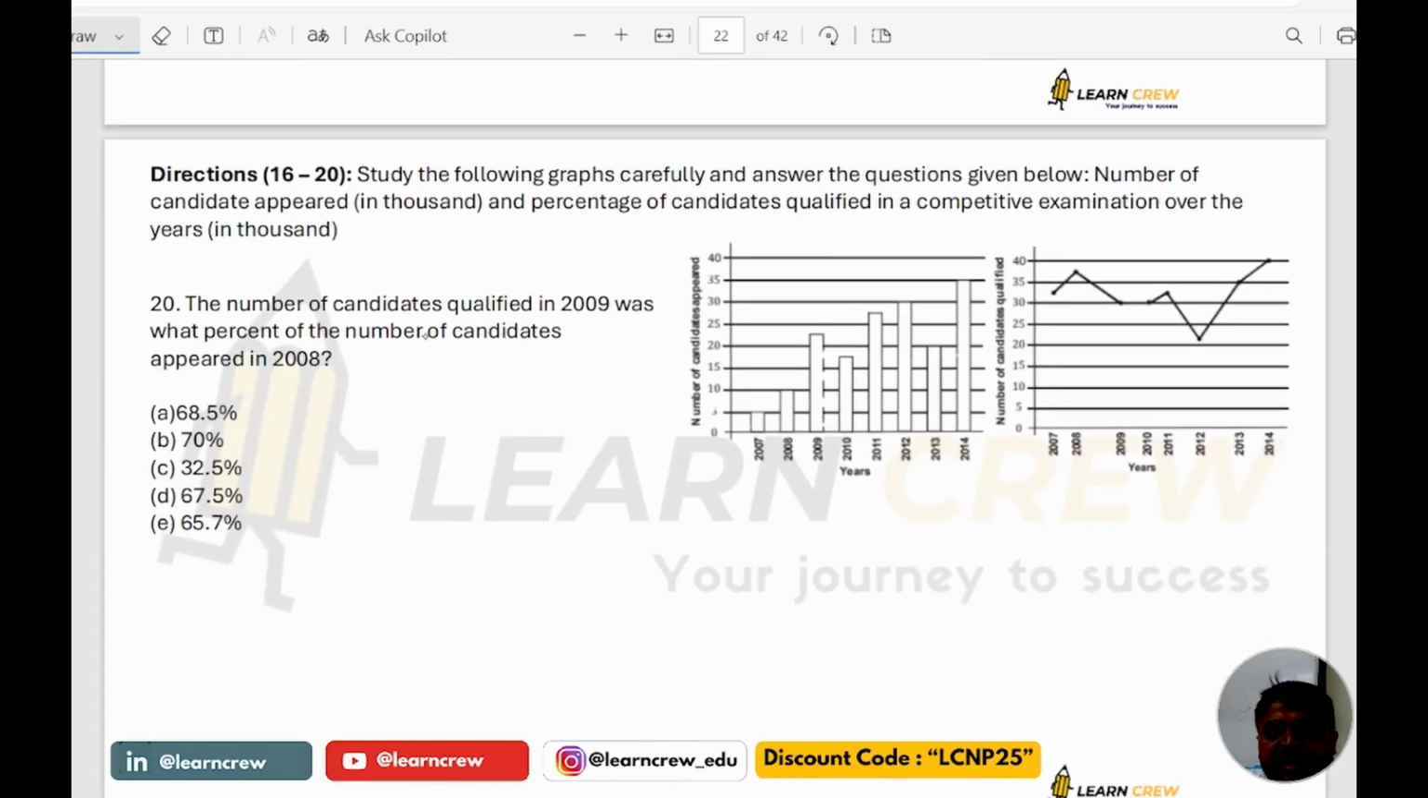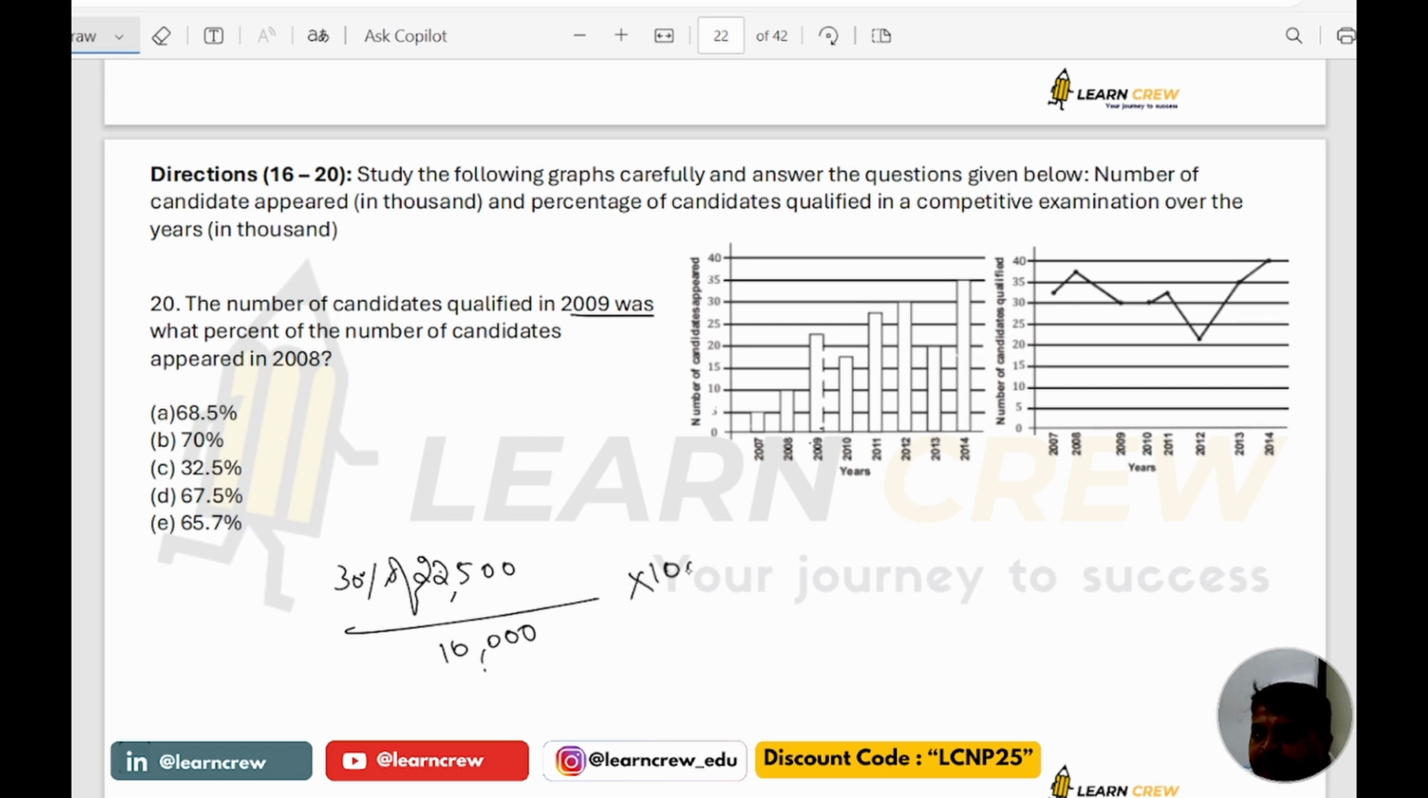Next, number of candidates qualified in 2009 was what percentage of the number of candidates appeared in 2008? Number of candidates qualified in 2009. Total appeared are 22,500. Out of them in 2009 qualified are 30%. Okay, qualified in 2009 is what percentage of number of candidates appeared in 2008? In 2008, number of candidates appeared is 10,000. This is what percent of this?